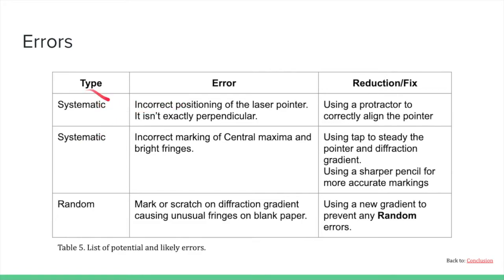And these are some of the errors that could have occurred, which basically include not positioning the laser pointer properly, marking the measurements wrong, and just having the diffraction grating scratches there in the first place.